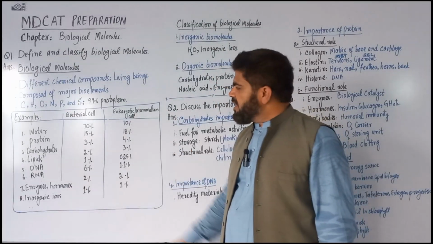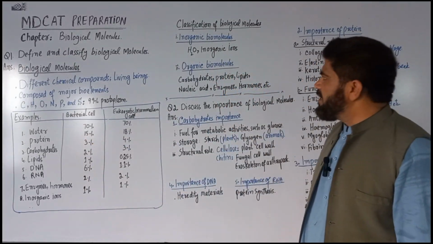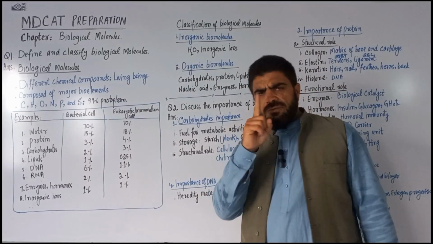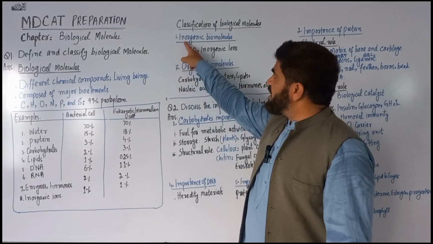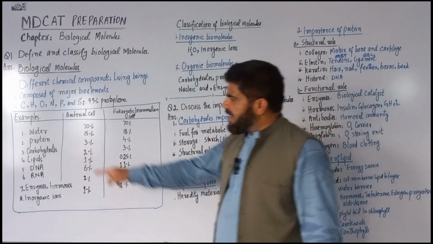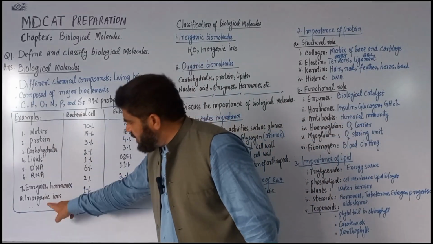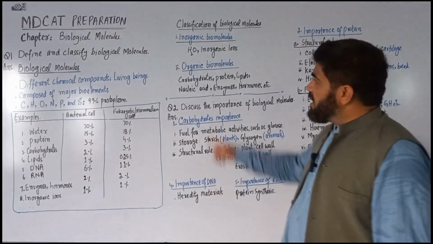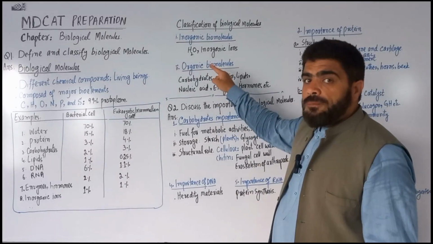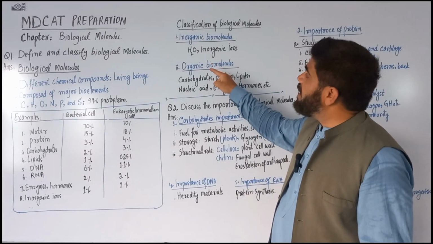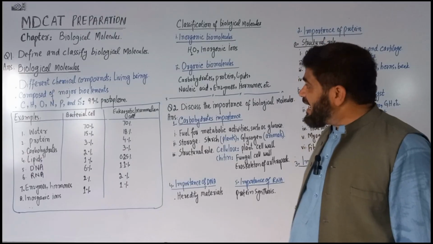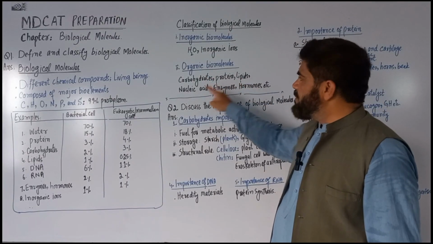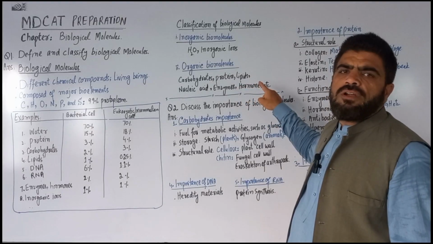There are biomolecules. Biological molecules are basically of two kinds. The first kind is inorganic biomolecules, like water and inorganic minerals. The other group of biological molecules is organic biomolecules, which include carbohydrates, proteins, lipids, nucleic acids, enzymes, and hormones.